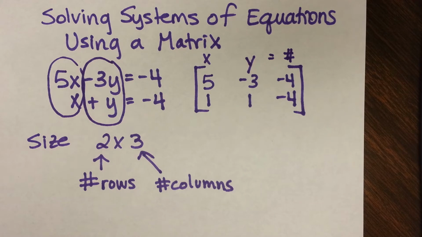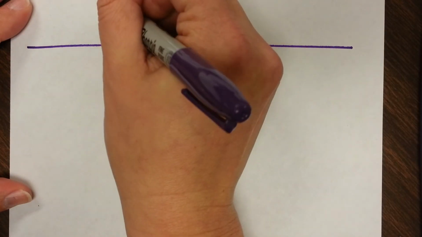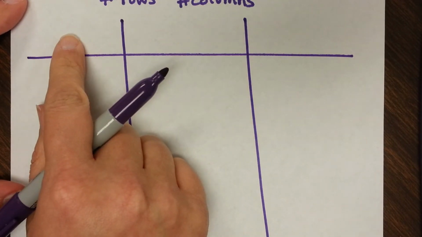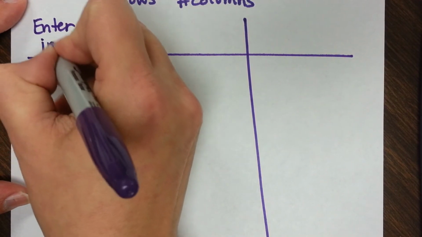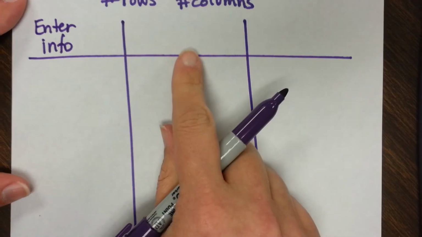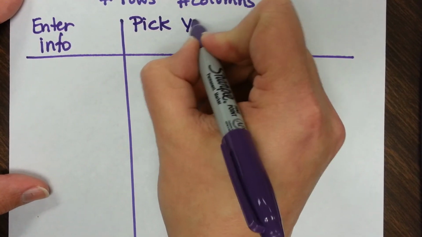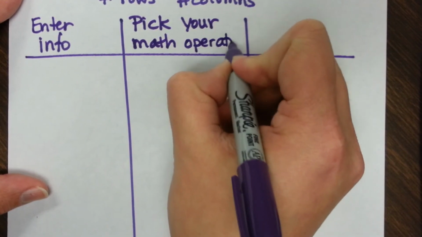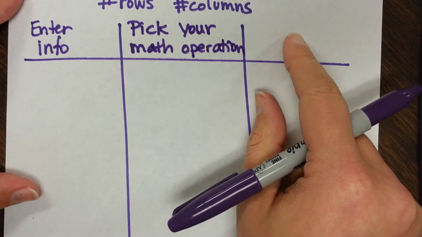In our process, we're going to divide it up into 3 little processes. So I'm going to jot those down, and we'll jot down some of the notes as we go. Give myself a place to put 3 processes. The first part of the process is just entering our information into our calculator. The second part of the process is picking the math operation we want to use. And the third part of the process is telling our calculator which matrix we want to use.